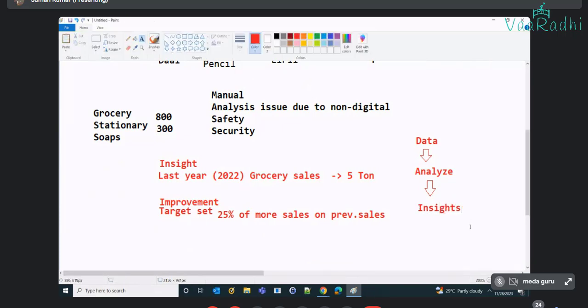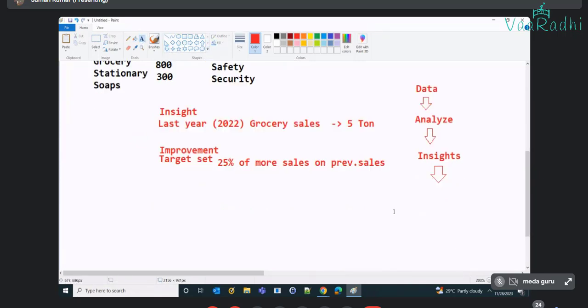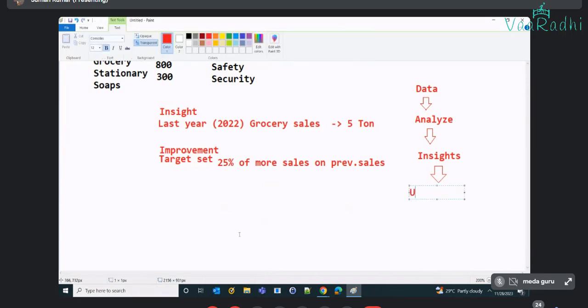Insights. Your business data is getting captured as your business grows. After some time, you will be able to analyze your data this way and get some insights, and based on the insights, you can plan further steps to expand or earn more profits. Insights are used to expand or improve your business. Clear, guys?